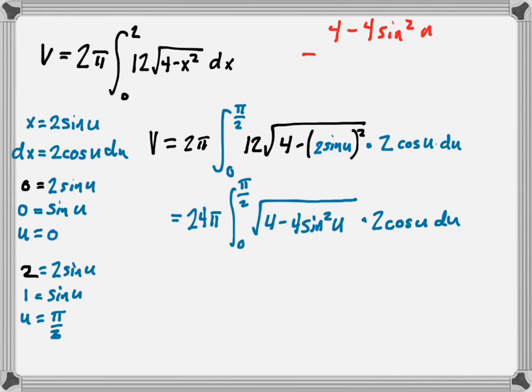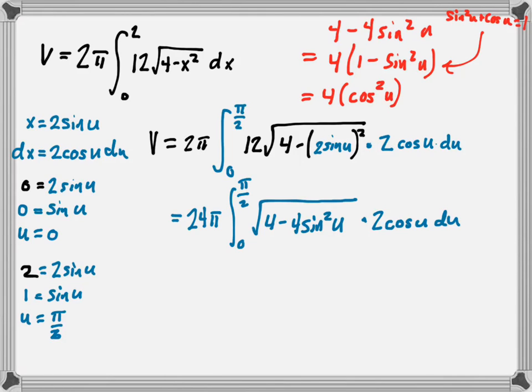So up top here, I'm looking at 4 minus 4 sine squared of u. That's actually equal to, I factor out the 4, so 4 times the quantity 1 minus the sine squared of u, which is actually 4 times cosine squared of u. This is a reminder of the old Pythagorean identity: sine squared plus cosine squared, which I didn't write there, is equal to 1. And if we solve for cosine squared, we get 1 minus the sine squared equals cosine squared. So that's really handy, very important to remember.